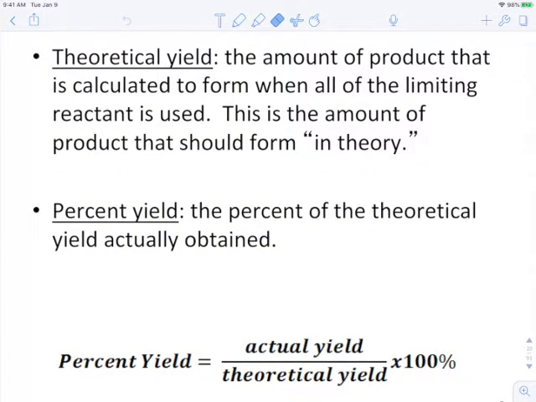All right, so just a little bit more about that percent yield. Again, the theoretical yield is the amount of product that is calculated. Whenever you do a gram to gram conversion, that is your theoretical yield. It is how much you should make in theory. The percent yield is the percent of the theoretical yield you actually obtained. What percent of your calculation did you really get in the lab? So that's what we're doing with calculating our percent yield. So questions so far on the percent yield?